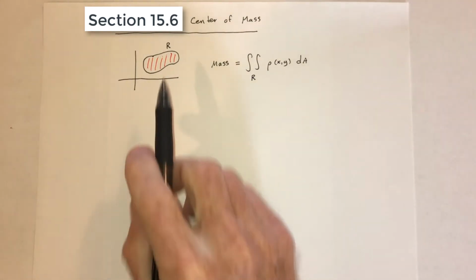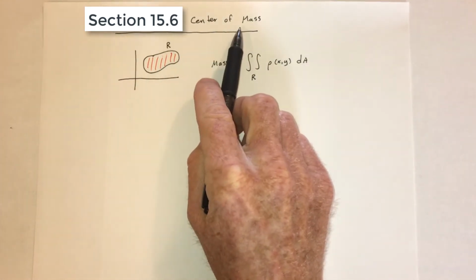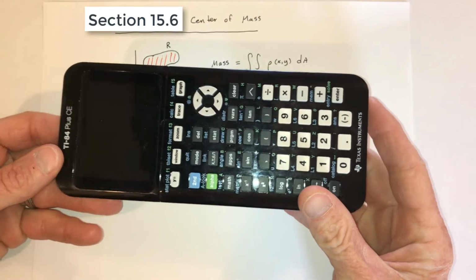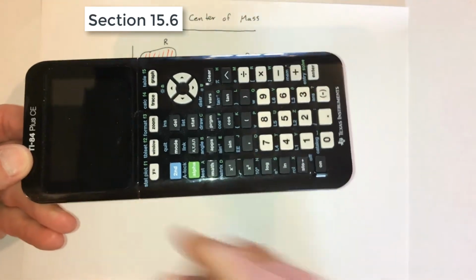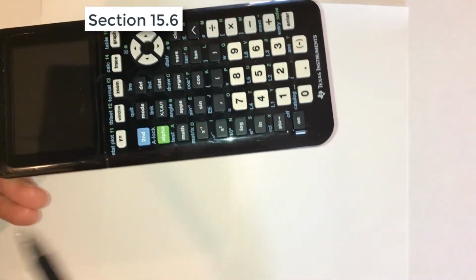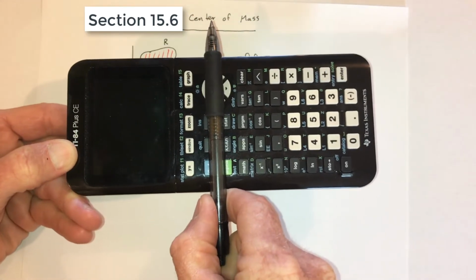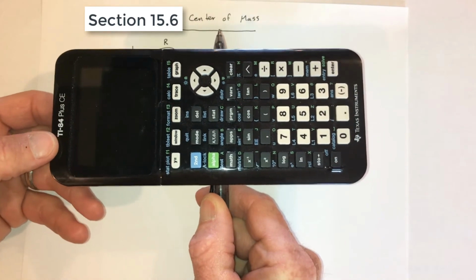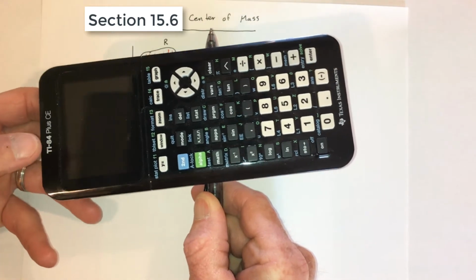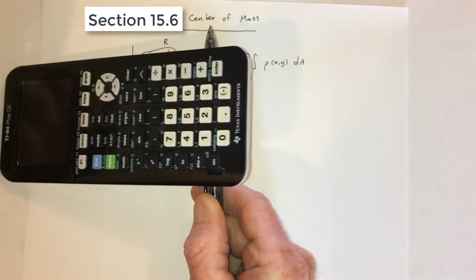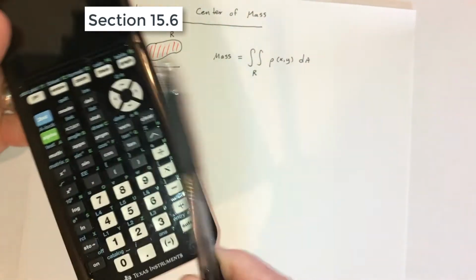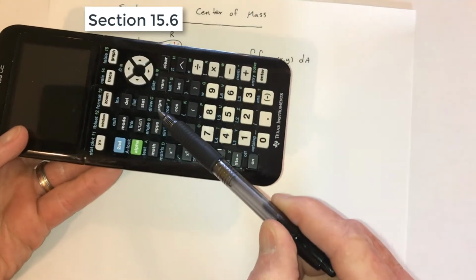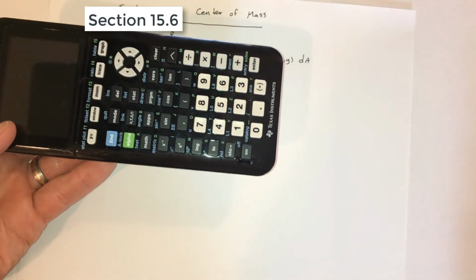Well, section 15.5 is about finding the center of mass. So if you have some object and you want to be able to balance it, then if you can find a line this way where it balances, look, it balances all by itself. And then you find a line this way where it balances left and right. Then where those two meet, that's the center of mass.